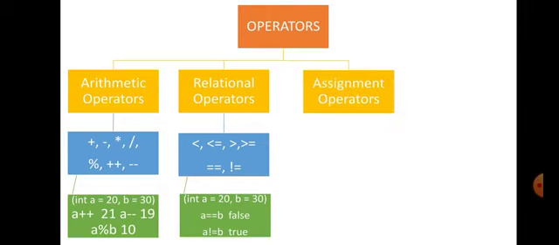Assignment operators. We will see what is assignment operator. Equal to, plus equal to, minus equal to. This you already know. Star equal to, slash equal to, percentage equal to. Now this slash equal to and percentage equal to, you need not be confused with that. Slash equal to will take only the quotient and percentage equal to will take only the remainder value.